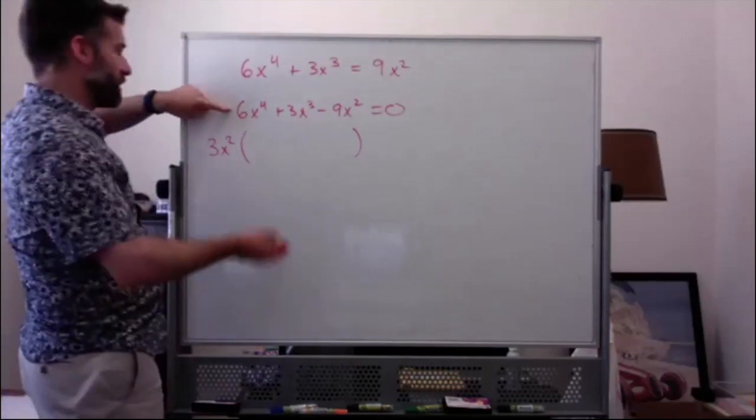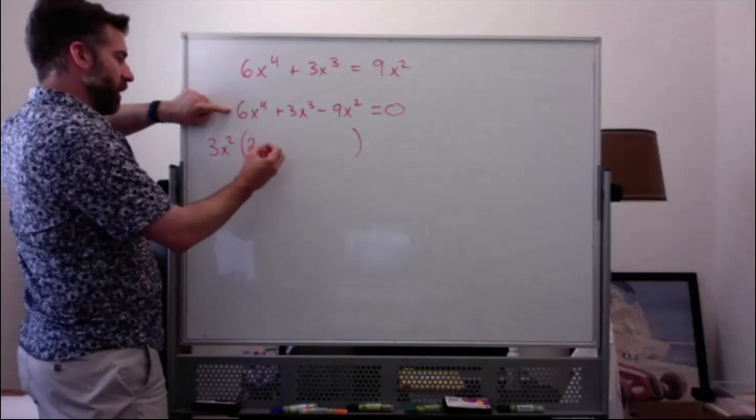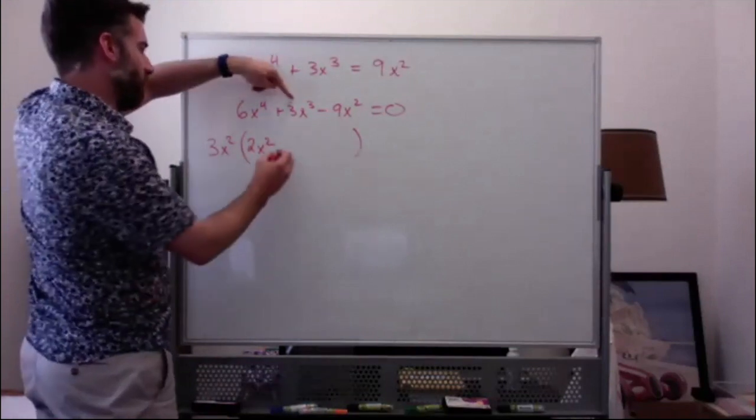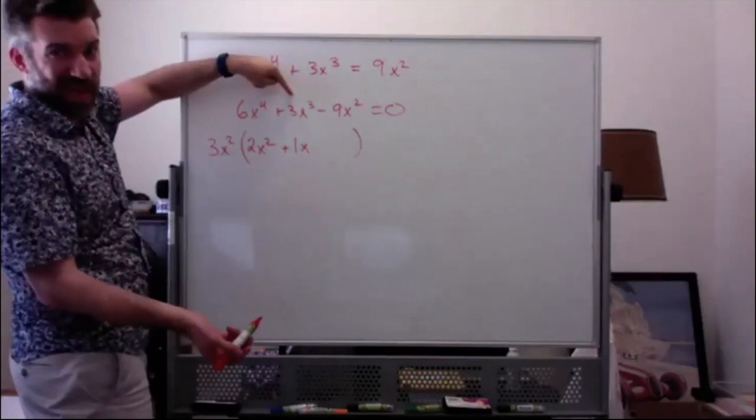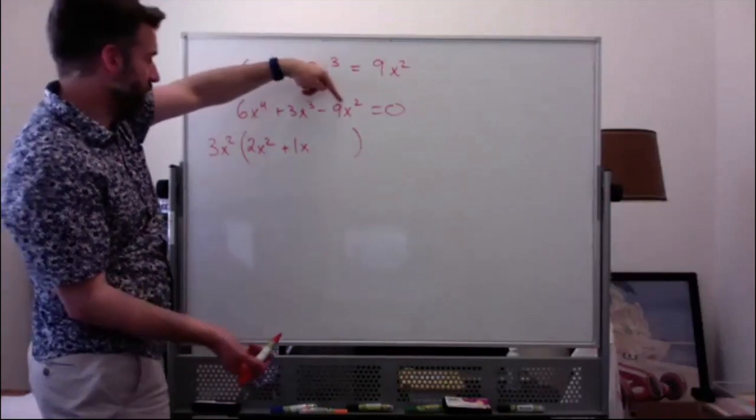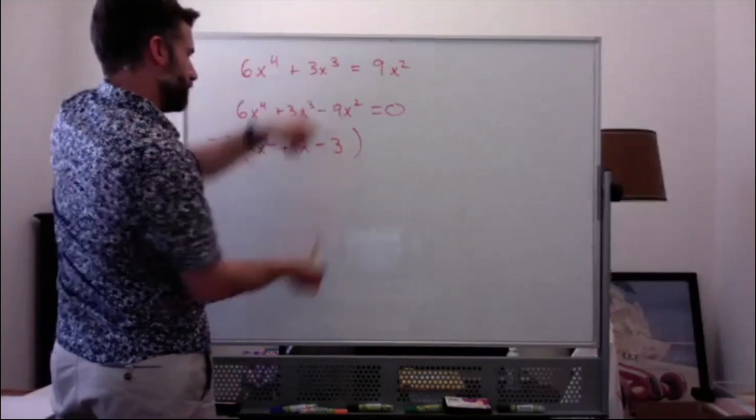If I divide by 3x squared, I'm left with a 2x squared. Here I'm left with a 1x. I don't usually write the 1, I would probably just write x. And here I'm left with a minus 3.